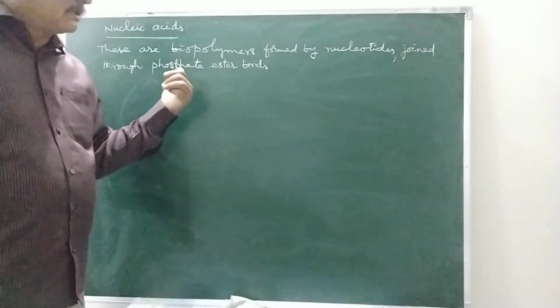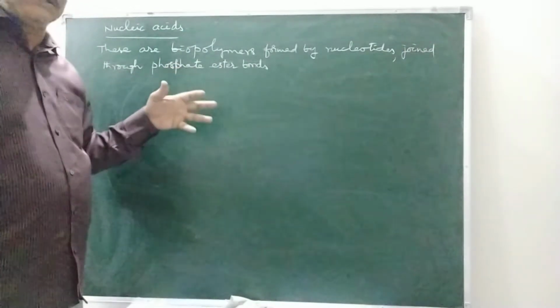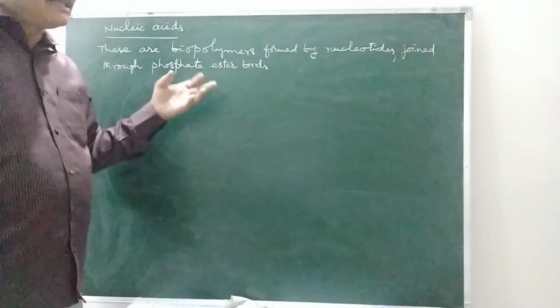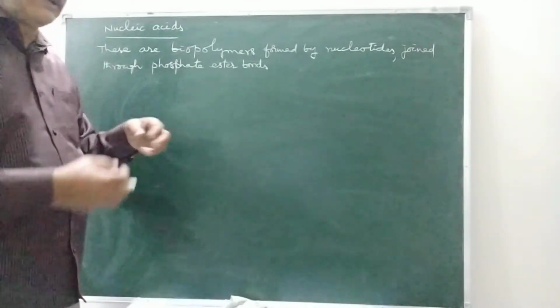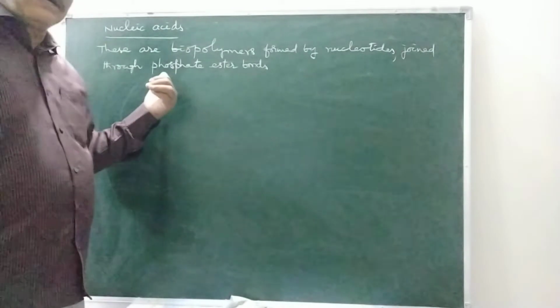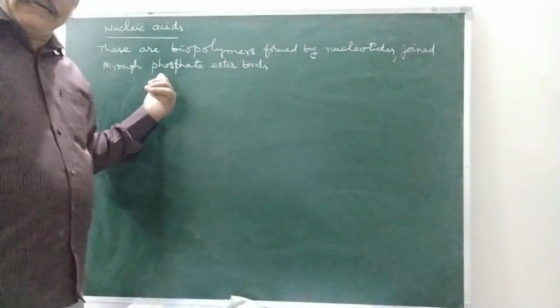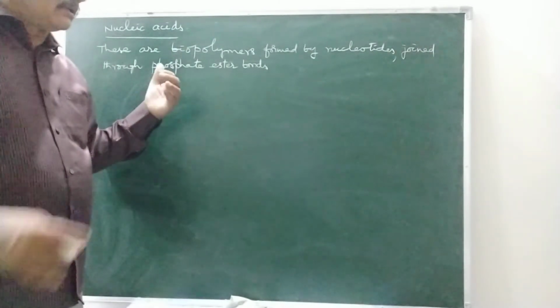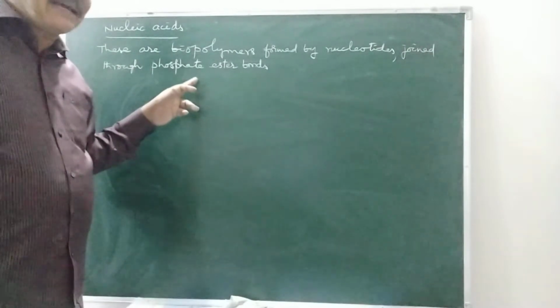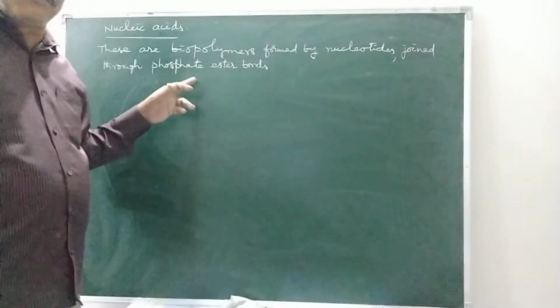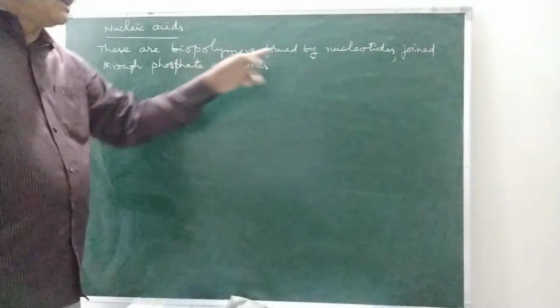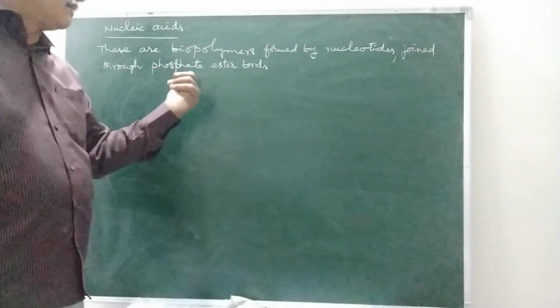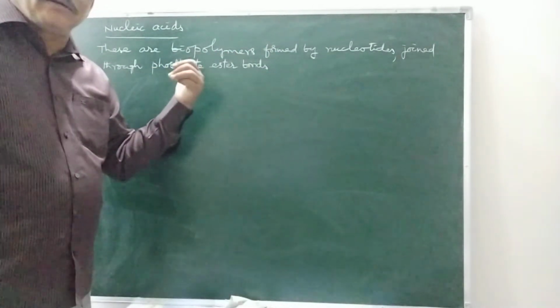In the synthesis of proteins, amino acids are the monomers. These amino acids bind together, attached by the CONH bond, the peptide bonds. Similarly, these nucleotides are held together by phosphate ester bonds.